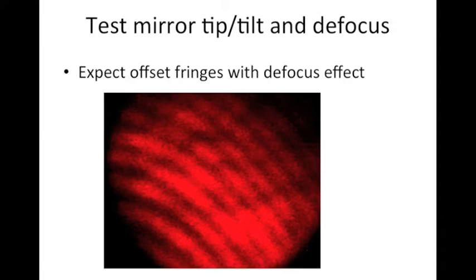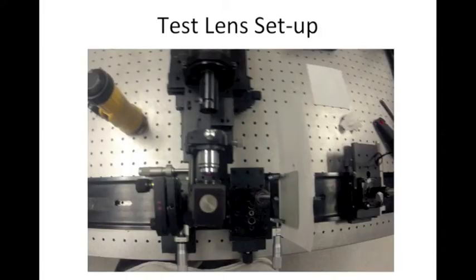This is the test setup for testing a lens. Here's the lens, here's the Shack cube, this is our viewing screen, here's the microscope objective and the pinhole, and here's the reference lens glued to the beam splitter.